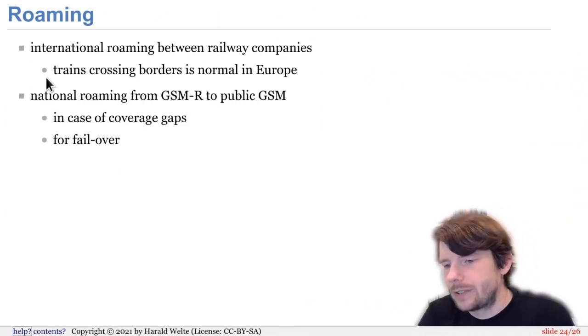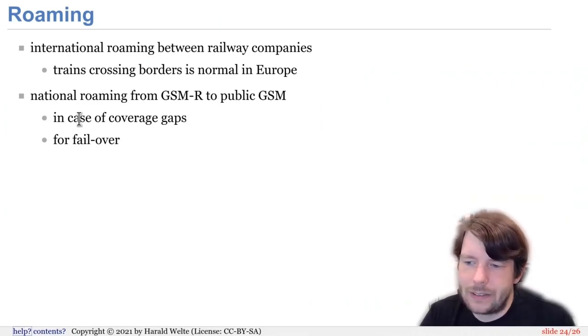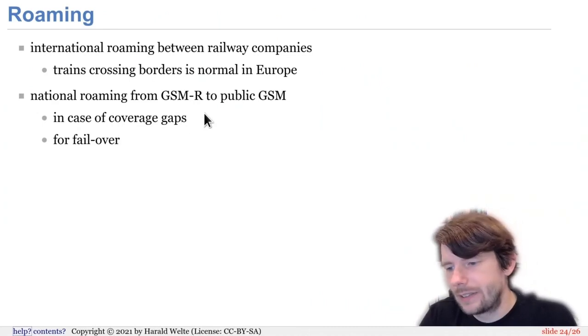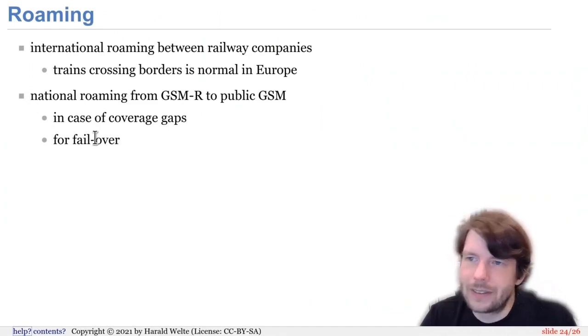There's also national roaming from GSM-R to public GSM. Most countries, at least I think, have that. It's in case of coverage gaps in the GSM-R network. So the GSM-R terminals of the railway staff can roam into a national public network, and also probably for failover in case some BTS goes down somewhere. So German engines and/or drivers may not have to go that far away.